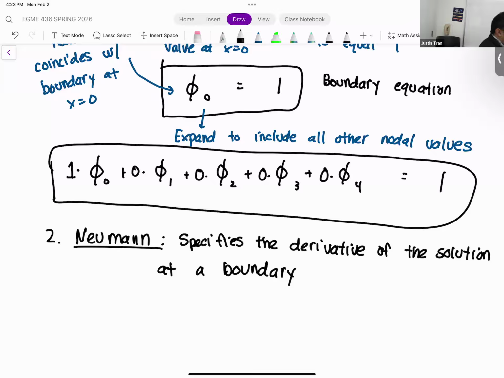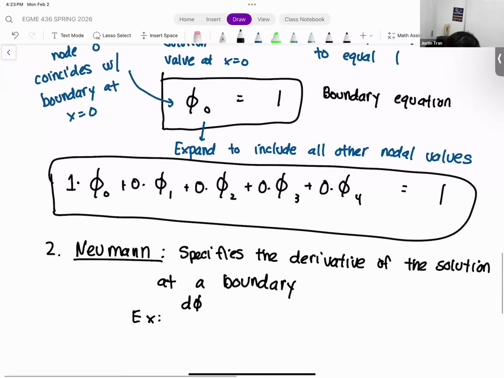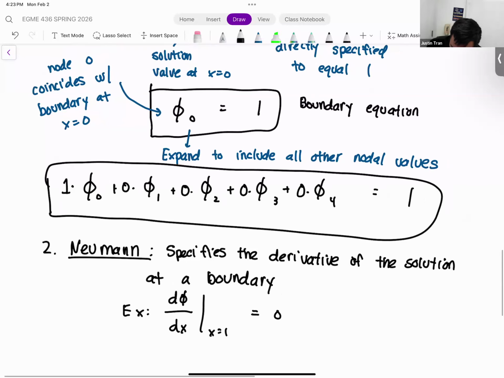Sometimes you also see shear stress boundary conditions, and sometimes stress-free boundary conditions, but anything involving a pressure or a stress is usually a Neumann boundary condition in CFD. Now in our example, we had a Neumann boundary condition on the other side of the domain. We said that d phi dx at x equal to 1 is equal to 0.